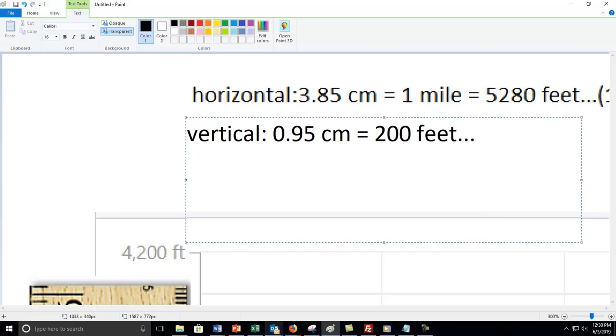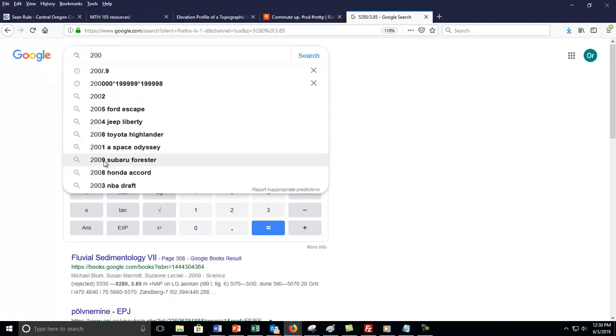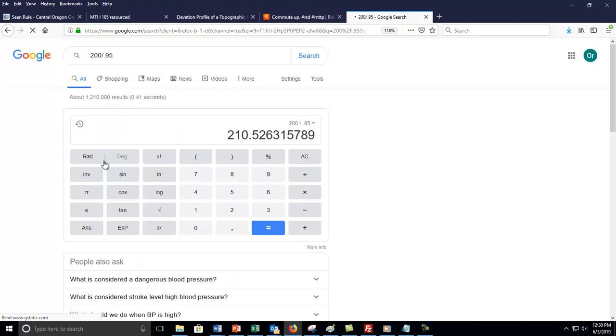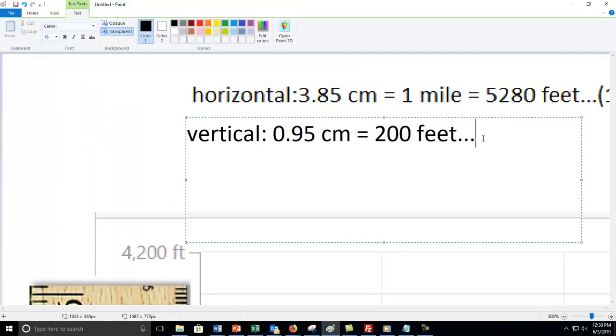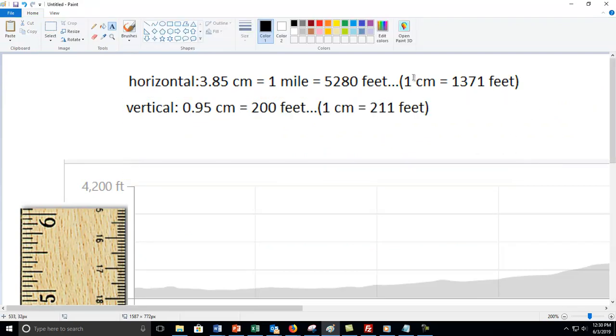It's going to be pretty close to 200. I'm guessing like 205 or something like that. 211 actually, 211. Okay, so that's going to be 1 centimeter equals 211. Oops, not feet. I'm going to put that in parentheses too. So now what you've got, hold it out a little bit. Here we go.